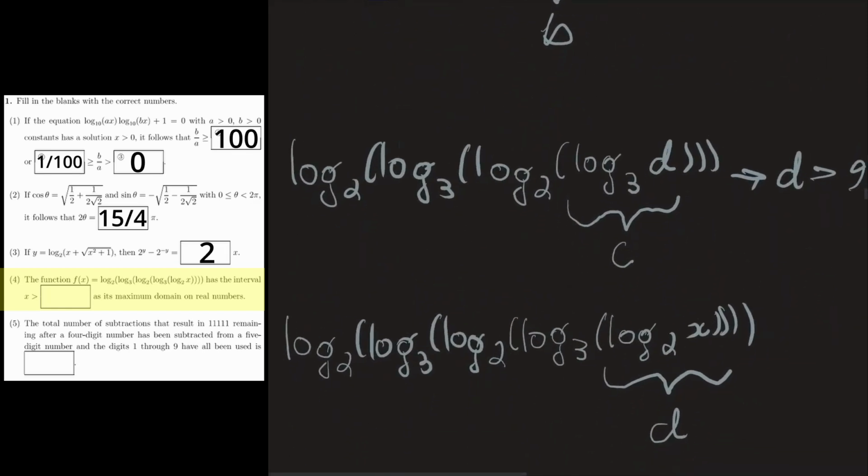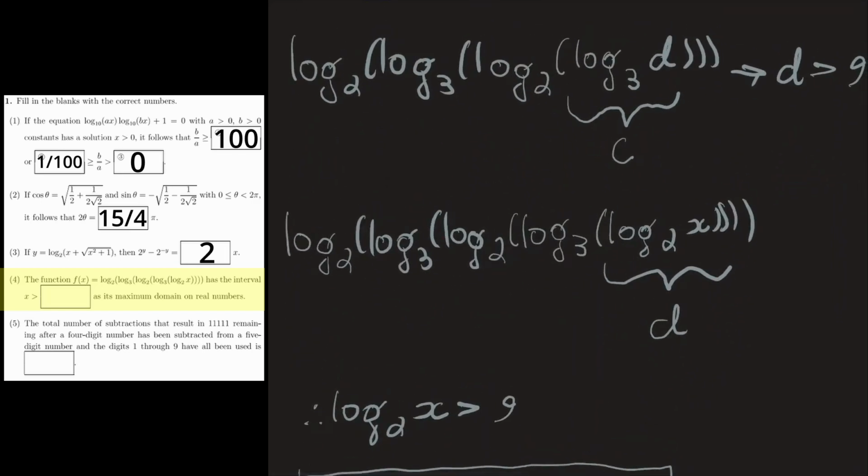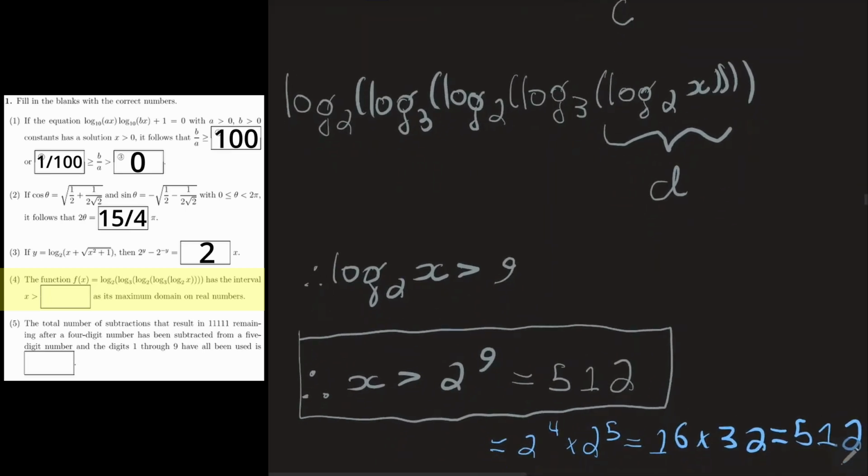Finally, we add in log base 2 of x to all this, which is equal to d. And so that means log base 2 of x must be greater than 9, which means that x must be greater than 2 to the power of 9, which is equal to 512. And so that is the answer to this question. X must be greater than 512.